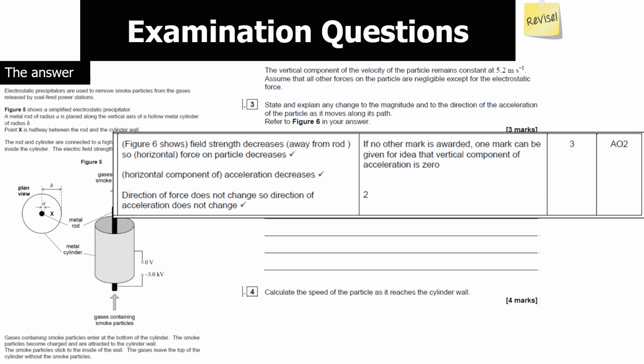Now, the next one, you're going to have to work out the speed of the particle. What you've got is, we know we've got the potential difference. How do we know that? It's from the diagram as shown, and we've got the charge from the previous question.